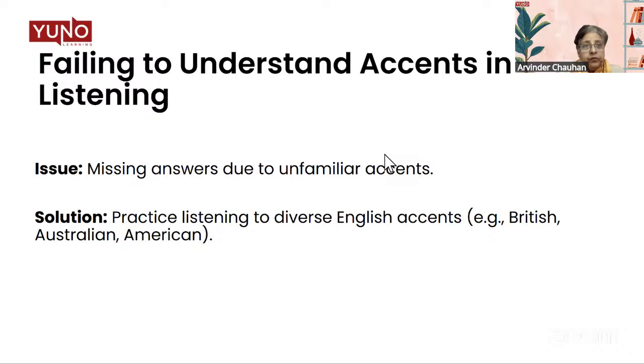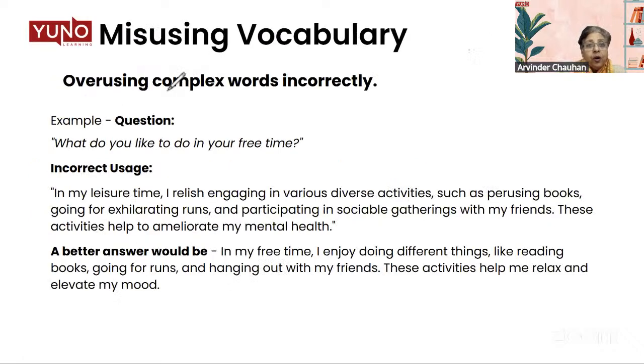All right, let's move ahead from here. So what is this? Misusing vocabulary. That's another one. Overusing complex words, and that too incorrectly. Here's the question: what do you like to do in your free time? Incorrect usage: In my leisure time, I relish engaging in various diverse activities, such as perusing books, going for exhilarating runs, and participating in sociable gatherings with my friends. These activities help me to ameliorate my mental health.